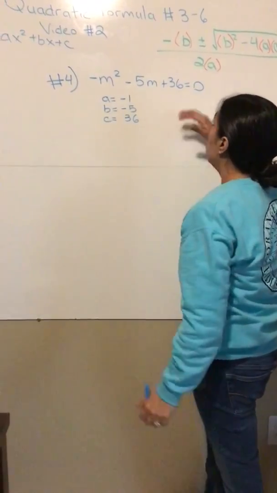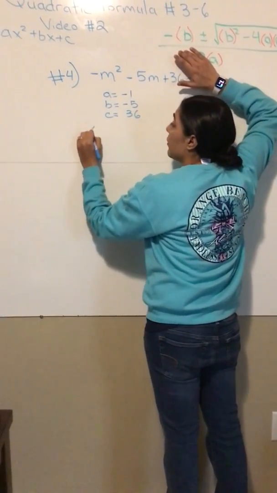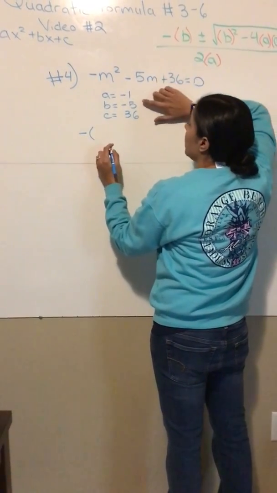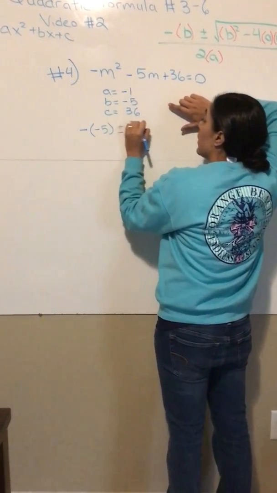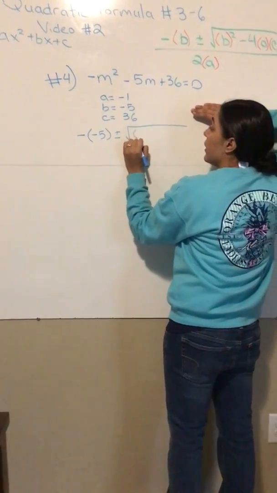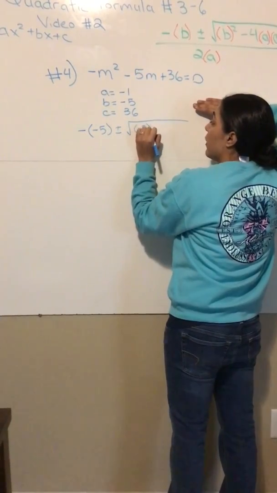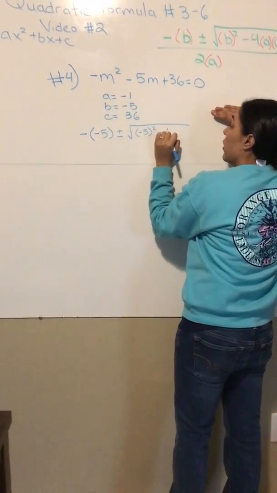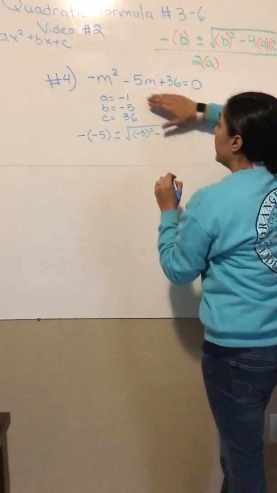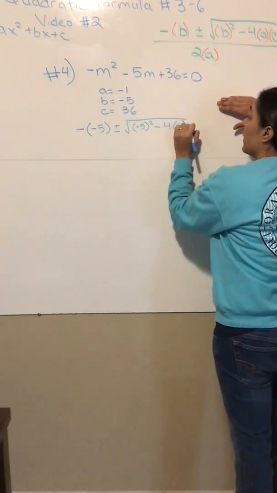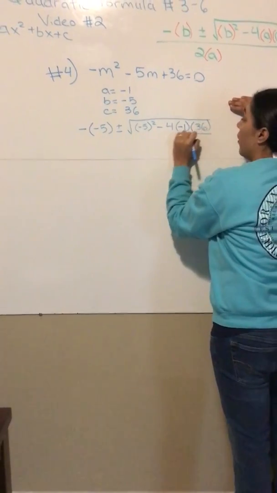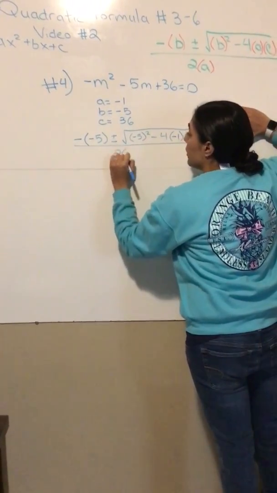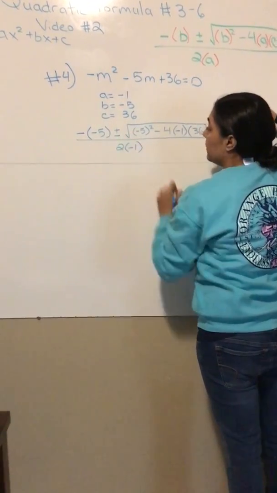So now we're ready to plug our stuff in. So you got negative parenthesis, and we're going to plug in our B, which is negative 5, plus or minus the square root of B squared. So you got negative 5, and we'll make sure we're using our parentheses. 4 times A, which is negative 1, times C, which is 36, all over 2 times our A, which is negative 1.